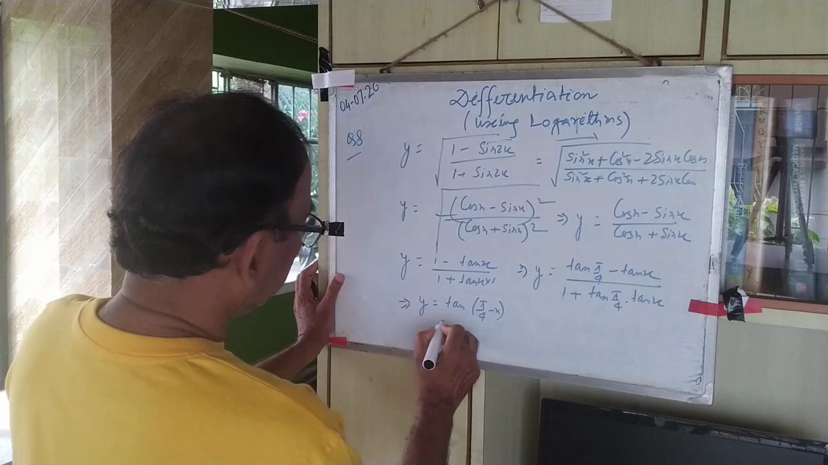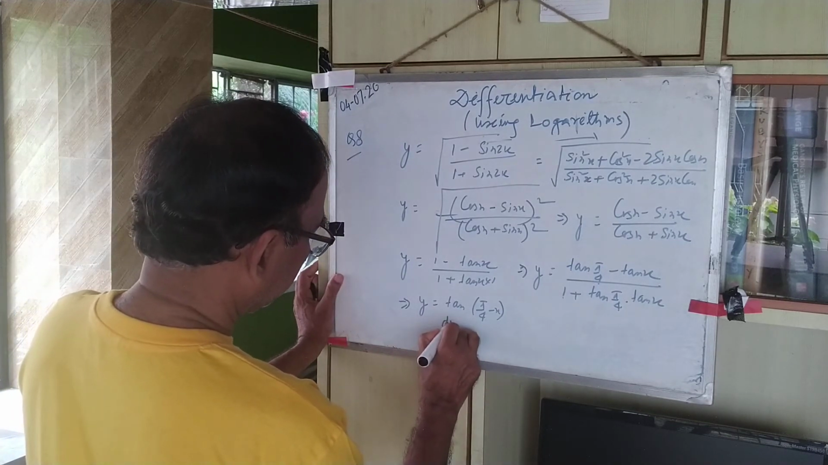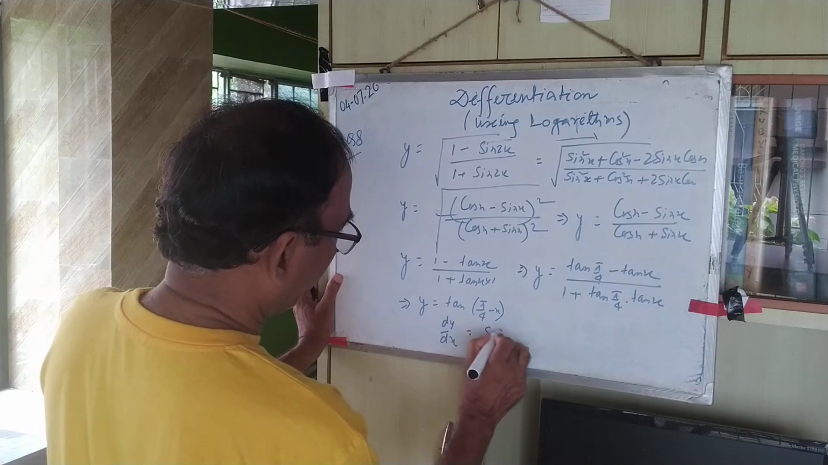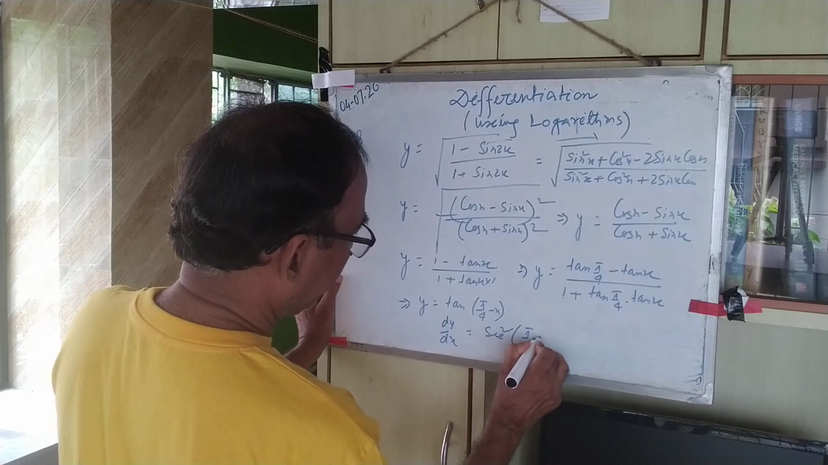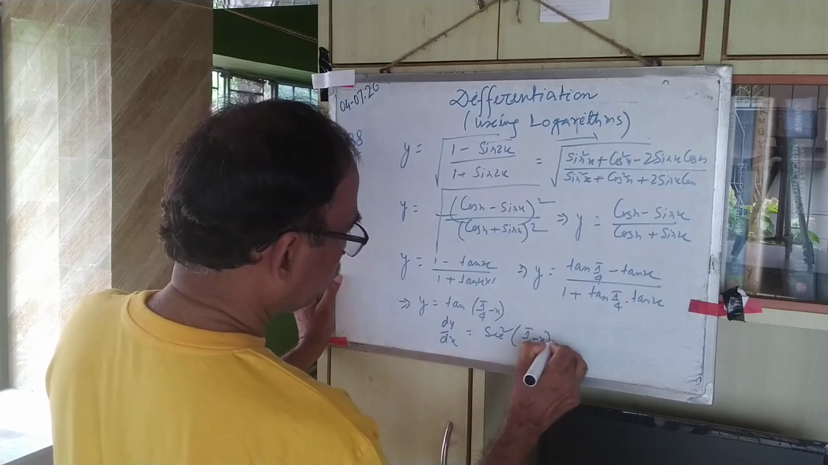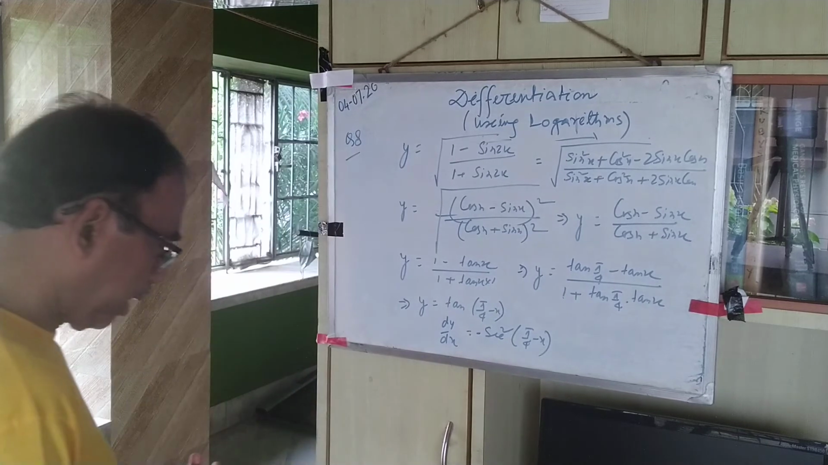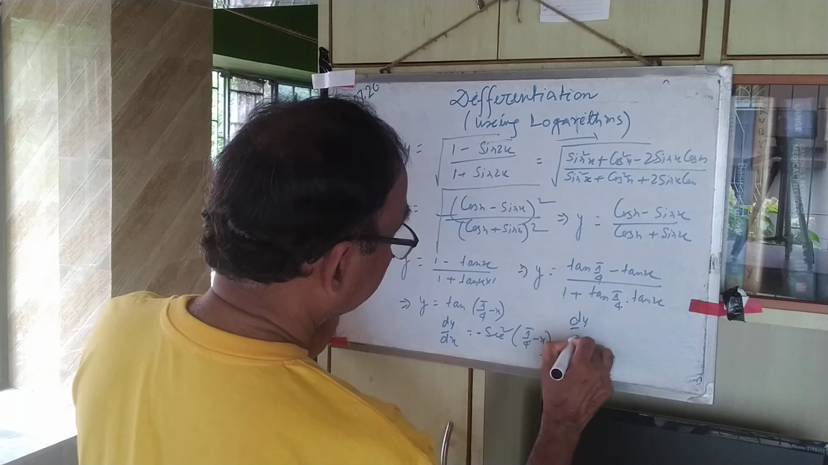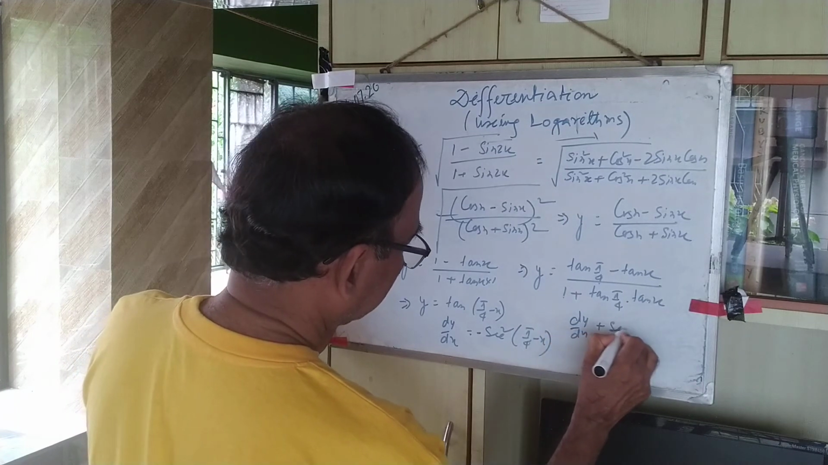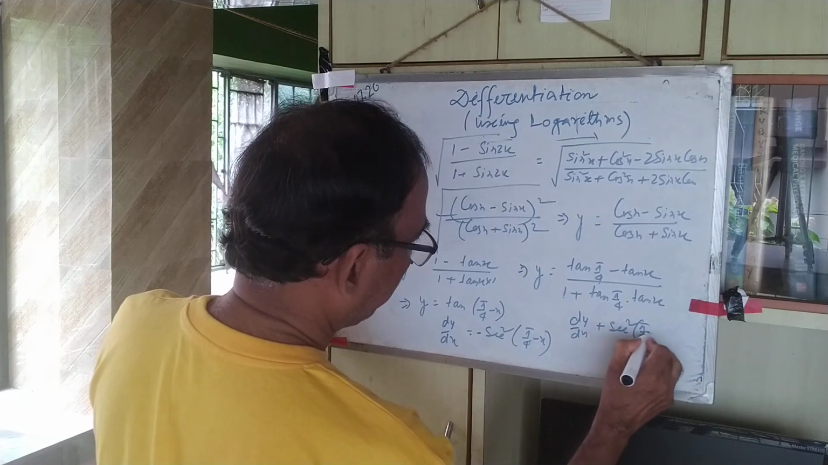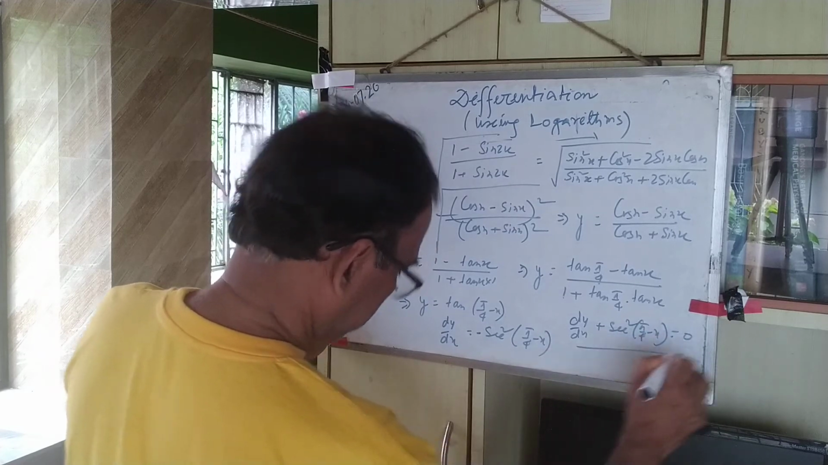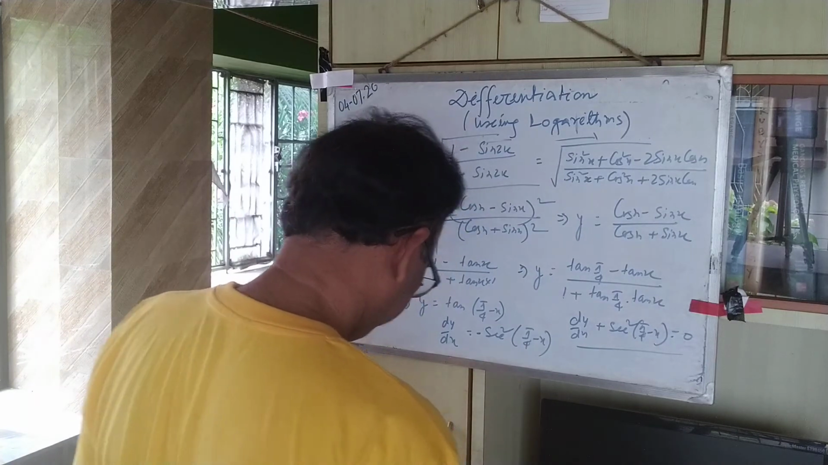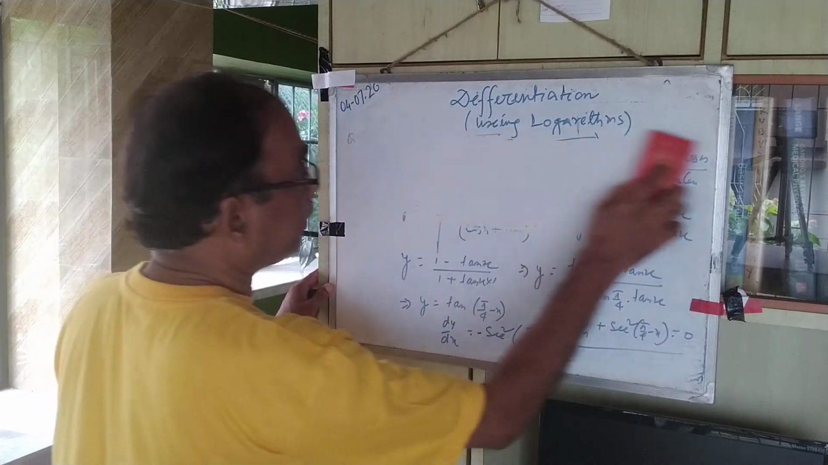Then dy by dx equals the derivative of tan, which is sec square (pi by 4 minus x), then times minus 1. That is your answer: dy by dx plus sec square (pi by 4 minus x) equals 0. Sum number 9.